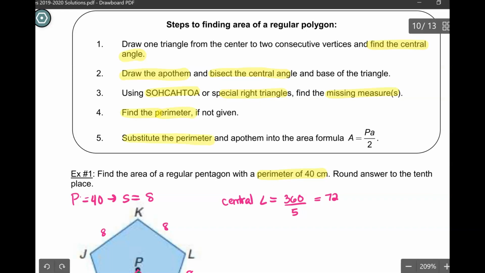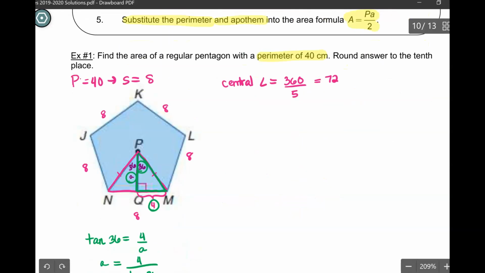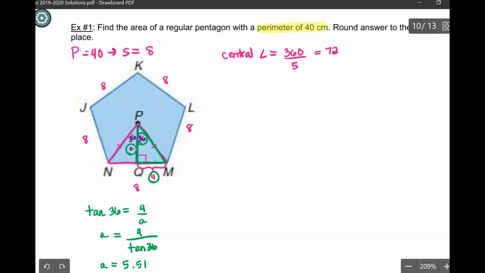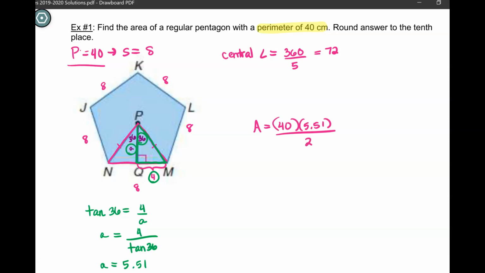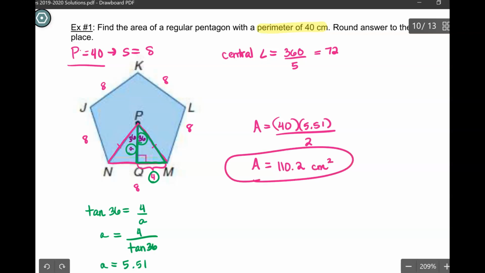All right. Next, it says find the perimeter, but that was already given to us, so we're good there. And then we're going to substitute the perimeter and the apothem into the area formula. So my area is the perimeter, which we said was 40, times the apothem, and we're going to divide that by 2. So 5.51 times 40 divided by 2, so we get 110.2, and these are centimeters, so square centimeters.